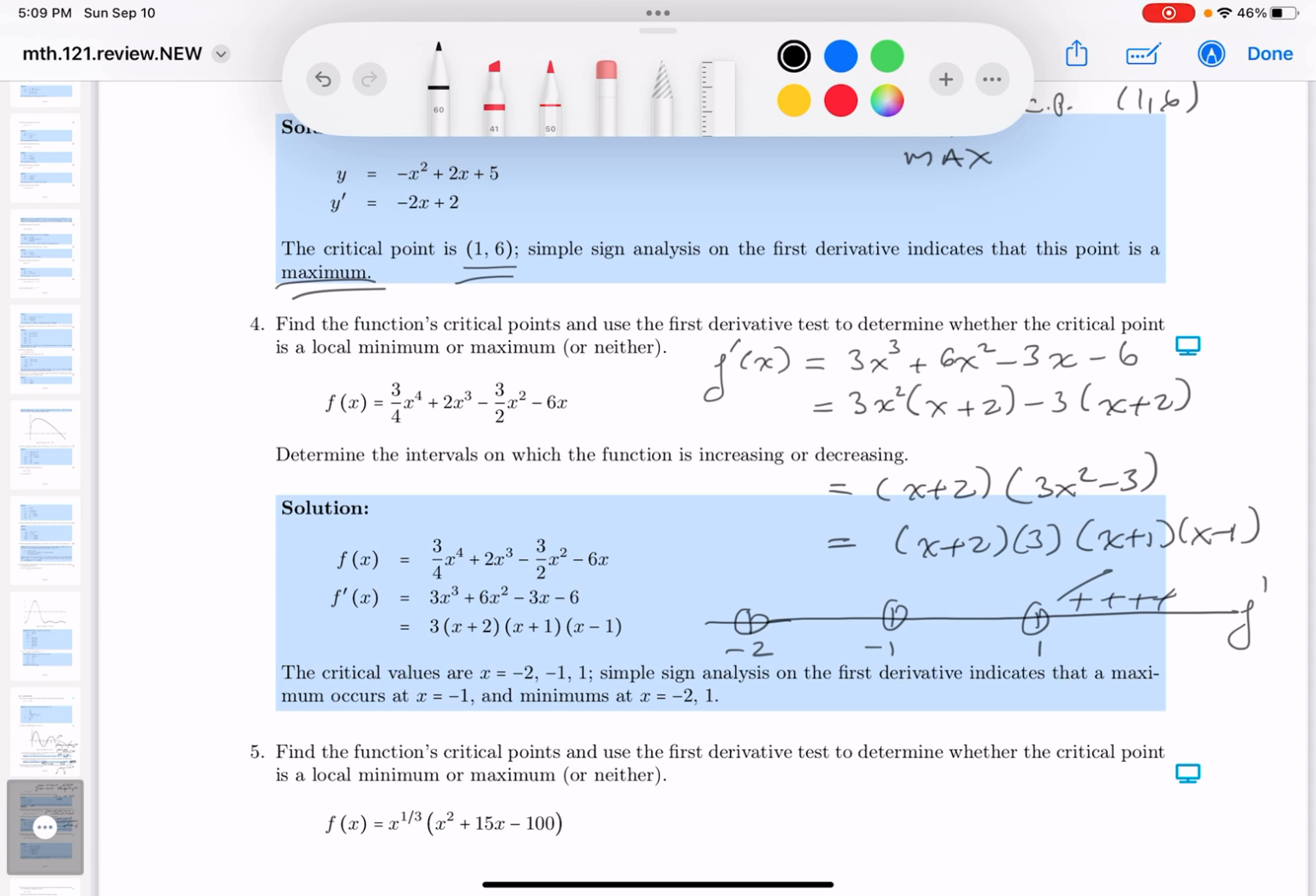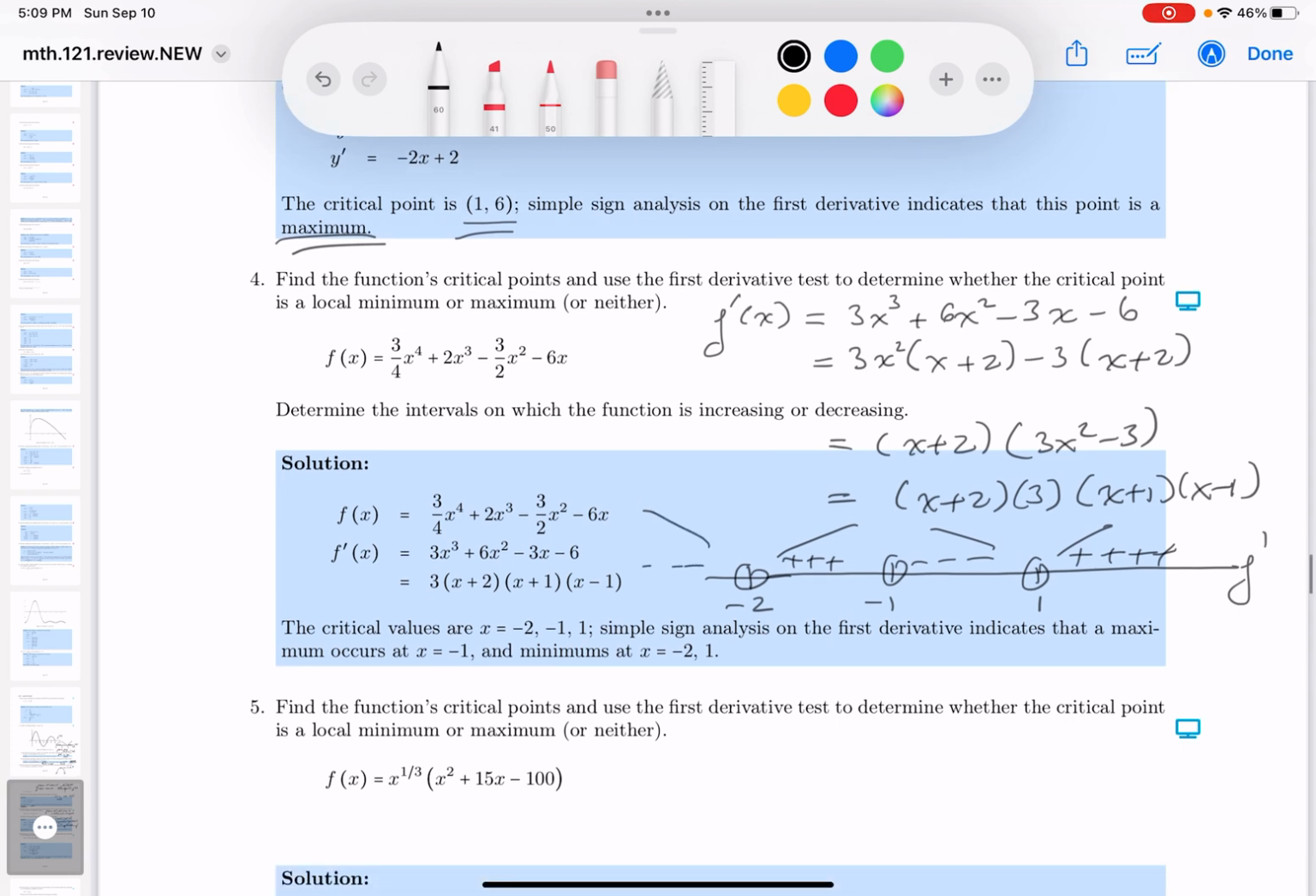Between minus 1 and 1, I'd pick 0, and you get positive, positive, positive, negative. Overall, it's negative, decreasing. Now, if you go between minus 2 and minus 1, I'd say like minus 1.5, positive, positive, negative, negative. It will be positive. If you go below minus 2, like minus 3, plug it in, negative, negative, positive, negative, negative. Oh, negative.